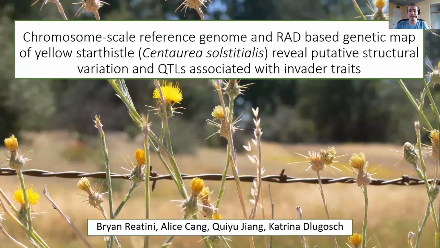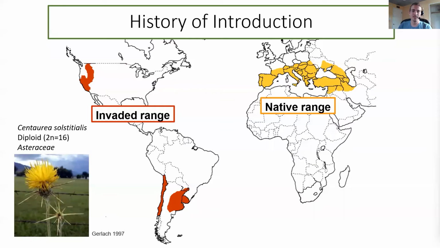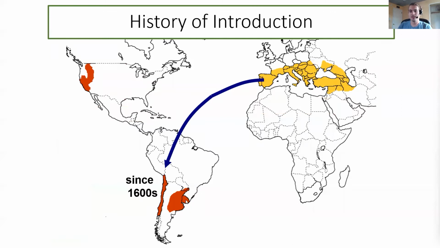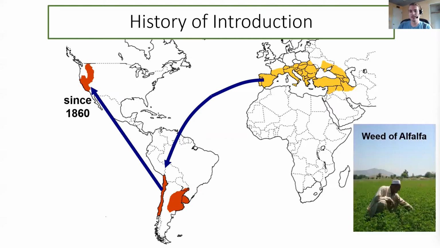Specifically, I'll be talking about generating genomic resources for yellow starthistle and using them to investigate the genetic basis of traits contributing to its invasion. Yellow starthistle is a diploid species belonging to the family Asteraceae that has a broad native range throughout the Mediterranean and is invasive in the western United States as well as Chile and Argentina. Yellow starthistle was originally introduced from Western Europe to South America in the 1600s, followed by secondary introduction from Chile to the Western US as early as 1860.